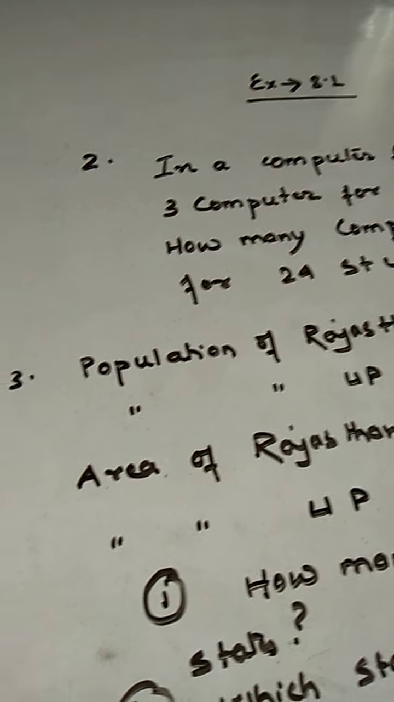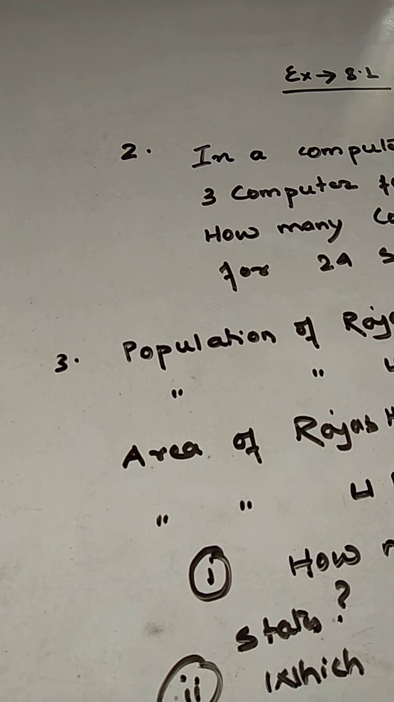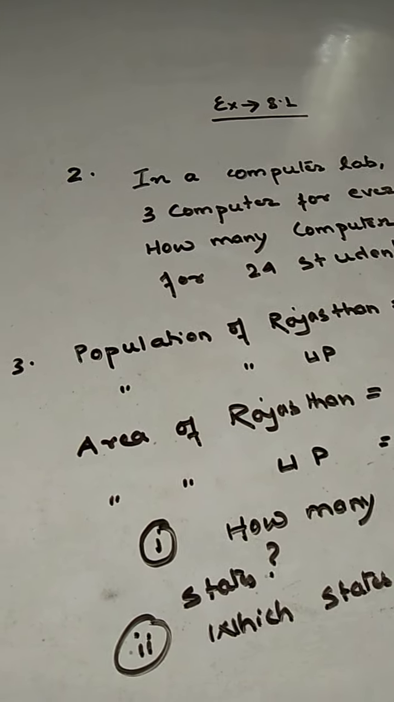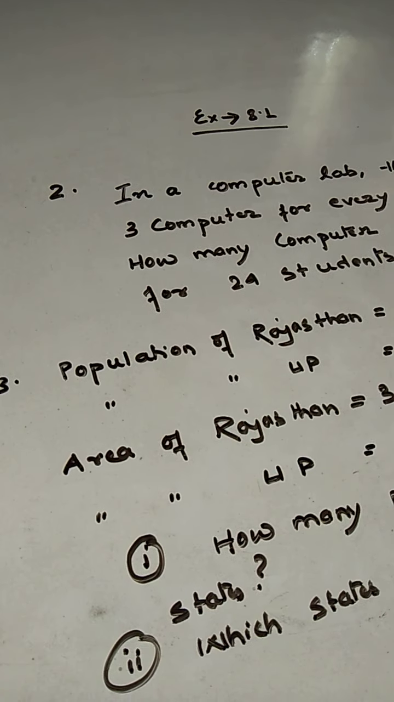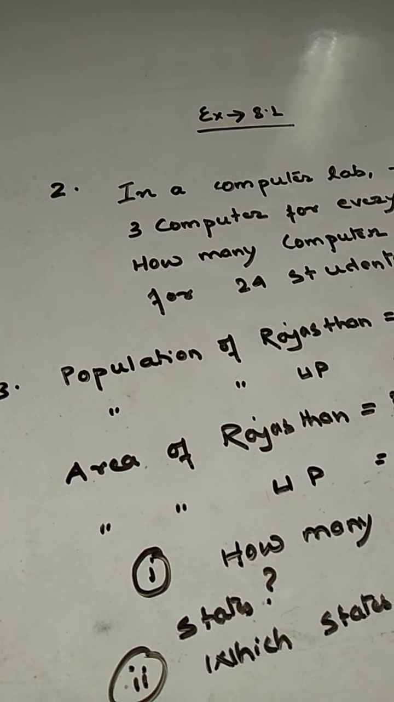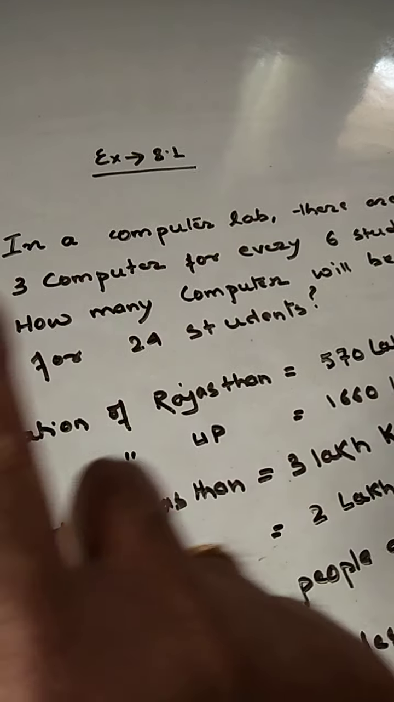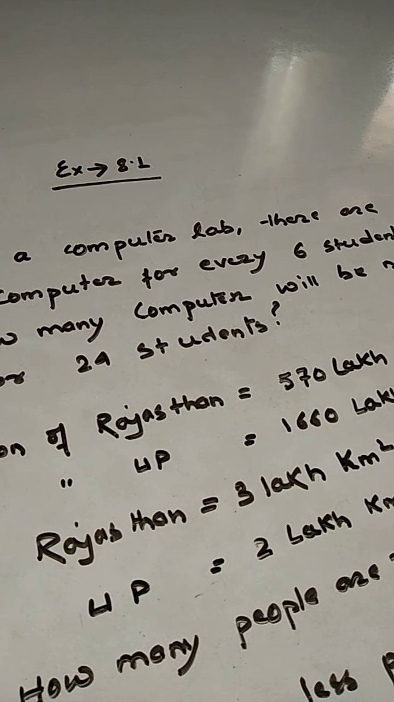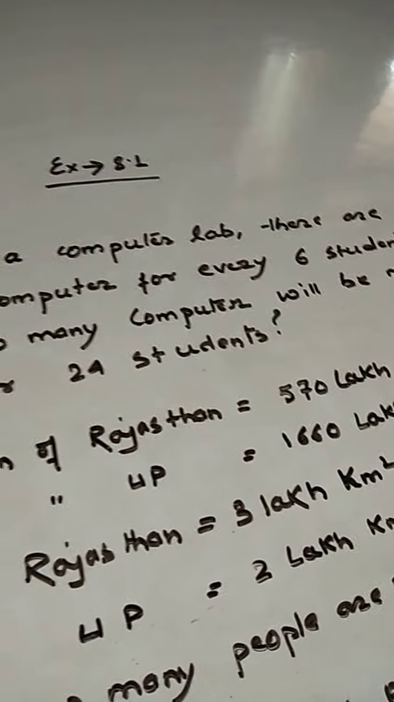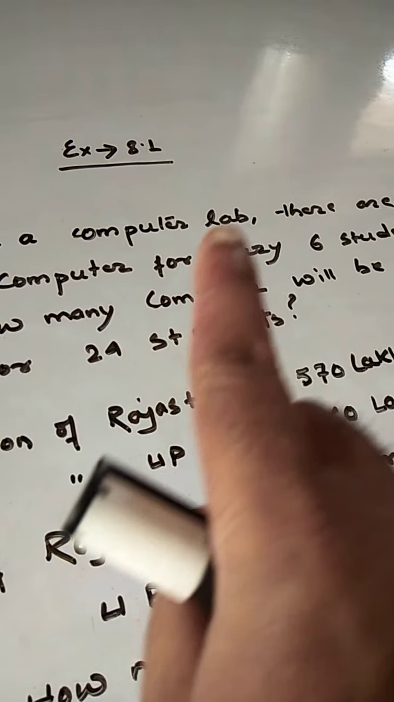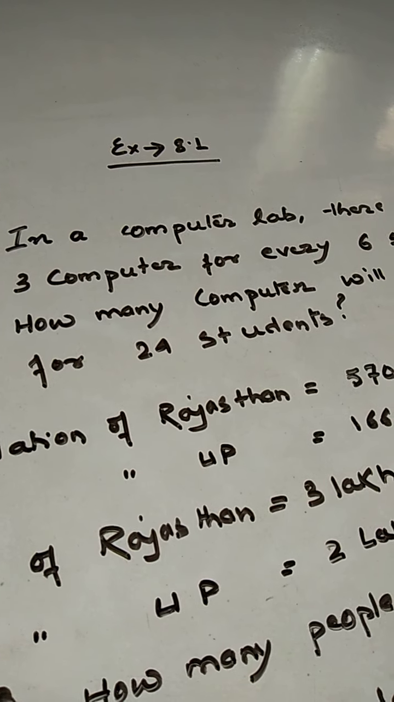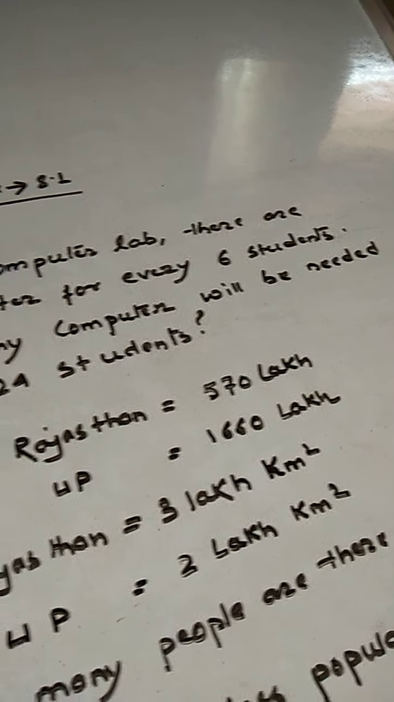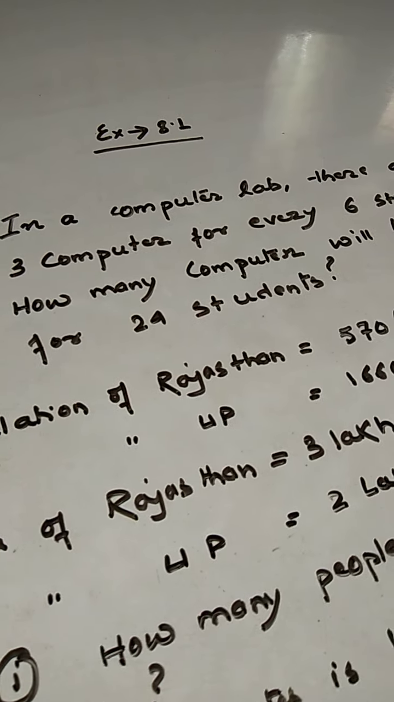So today, as you see, I will explain question number 2 and 3 of exercise 8.1. These are the last two sums of exercise 8.1. Now, what is there in question number 2? In a computer lab, there are 3 computers for every 6 students. Fine, 3 computers for every 6 students. Now they are asking how many computers will be needed for 24 students.